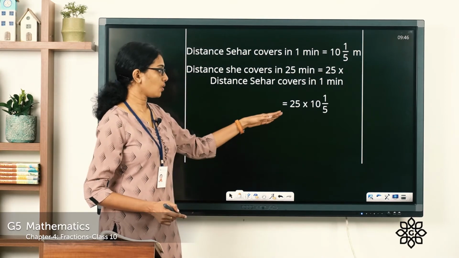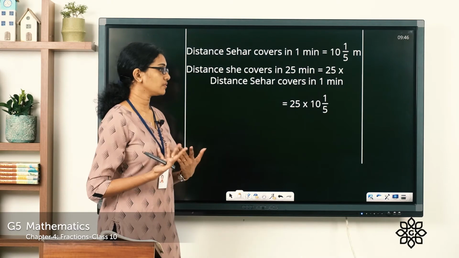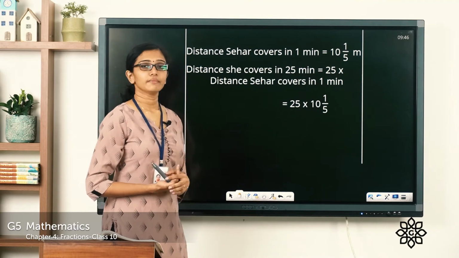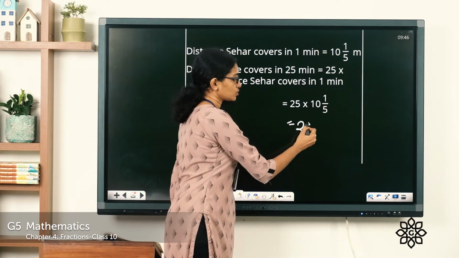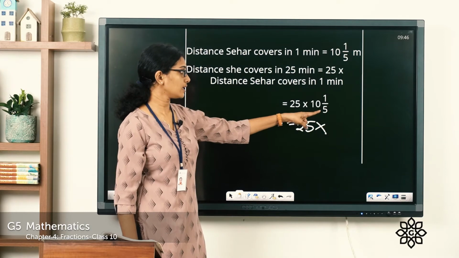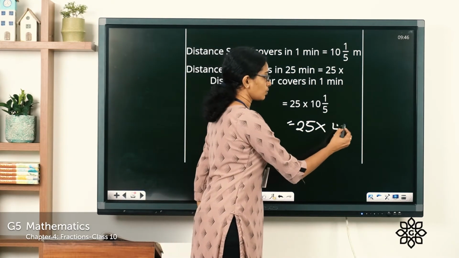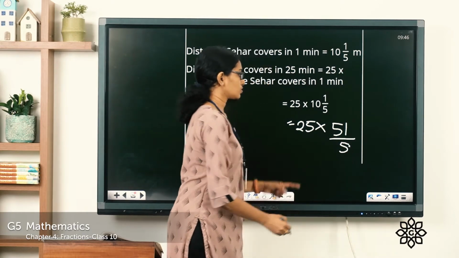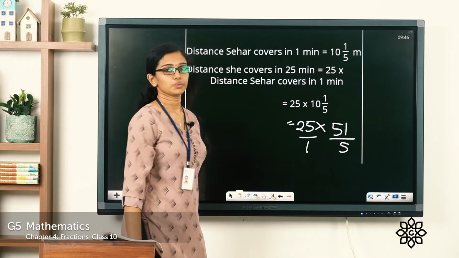minute. Now we have a whole number here and we have a mixed fraction here. So what do we do? The first step is to convert the mixed fraction to the improper fraction form. So this would be equal to 25 into, what is the improper fraction corresponding to this one? It's 5 into 10, 50 plus 1, 51 by 5. So since this is a whole number, let's consider it has a denominator 1.